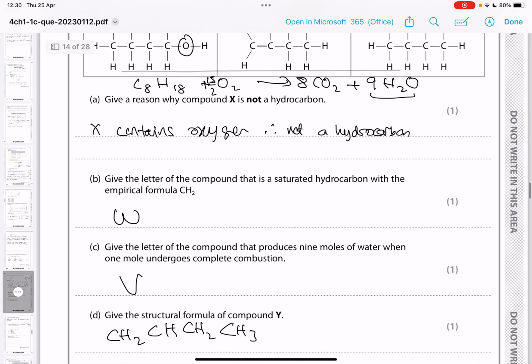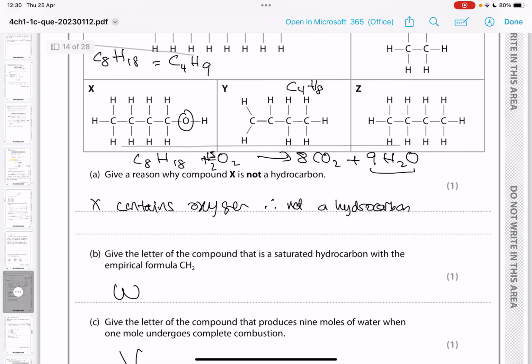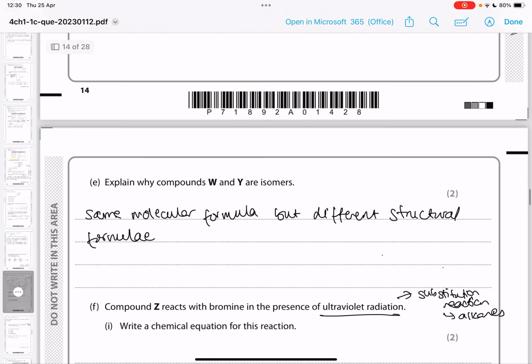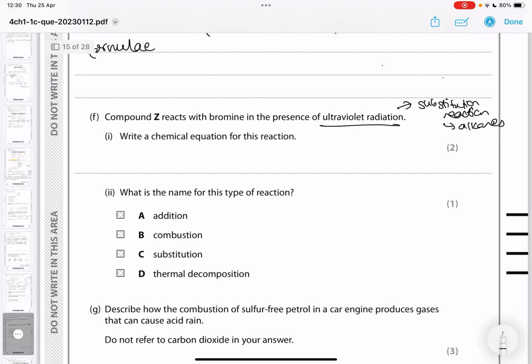So let's find the formula of compound Z. C4, H: 1, 2, 3, 4, 5, 6, 7, 8, 9, 10, C4H10. So compound Z, which has a formula of C4H10, reacts with bromine. Bromine is diatomic, and it undergoes a substitution reaction. So what happens is one of the hydrogens is substituted for a bromine atom. So it becomes C4H9Br, and the hydrogen combines with the remaining bromine atom. So that's going to be the equation.